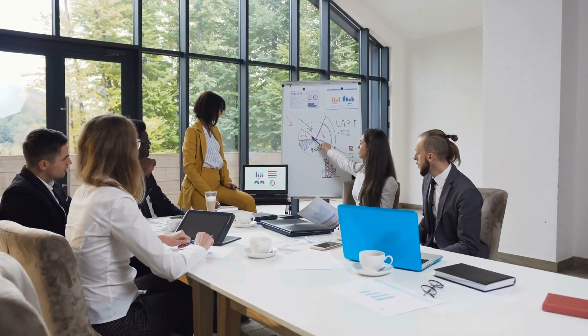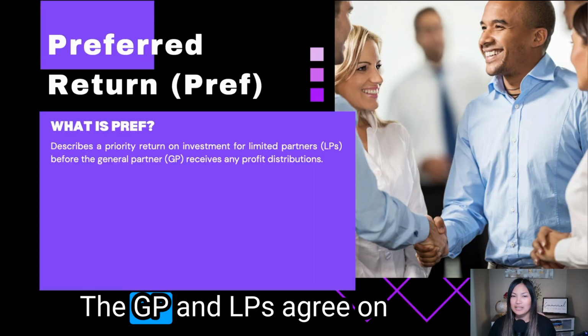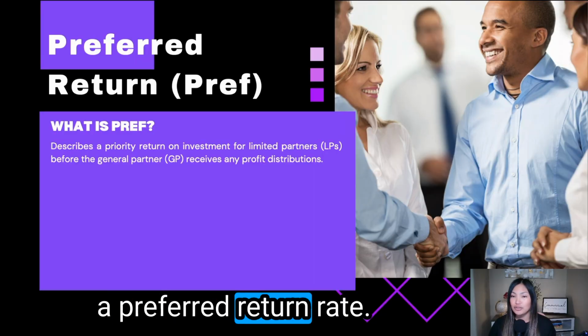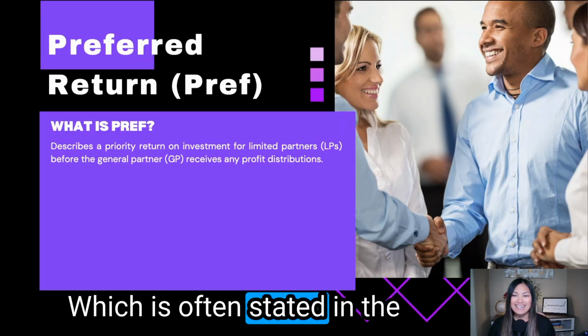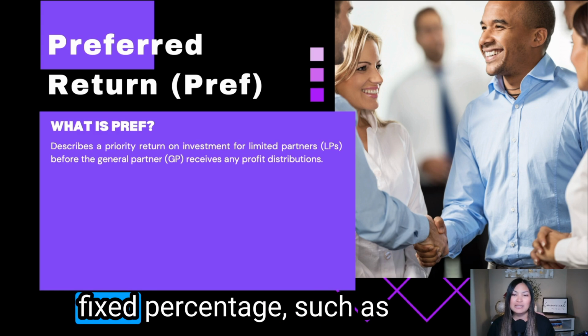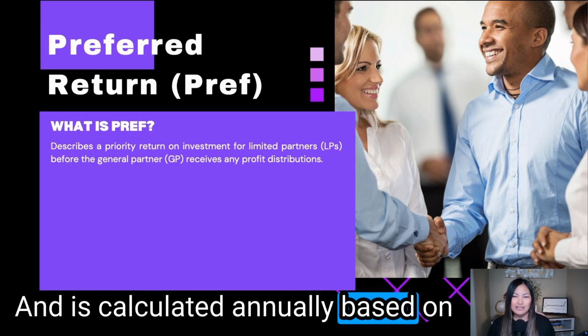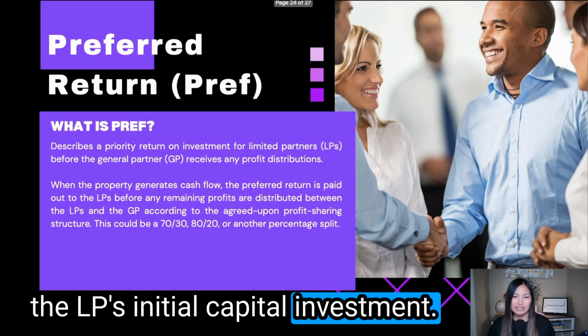So here's how preferred return works in a multifamily syndication deal. The GP and LPs agree on a preferred return rate, which is often stated in the operating agreement or private placement memorandum, PPM. This rate is usually a fixed percentage, such as somewhere between 6% to 10%, and is calculated annually based on the LP's initial capital investment.